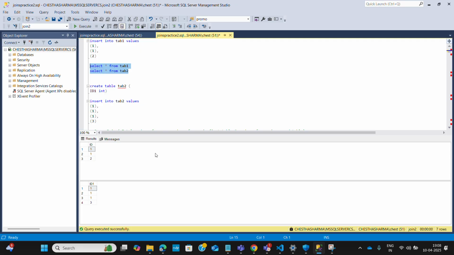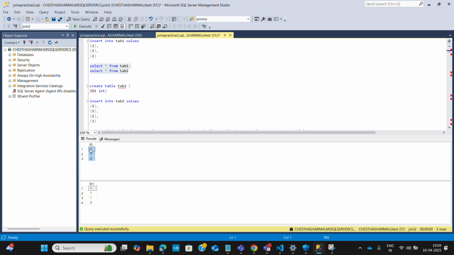So basically they will just give you these two tables, and then they will ask questions like what will be the output of inner join. Now I'll tell you how, by just looking at these simple tables, you can predict the output of an inner join without executing any query. Let me just tell you.